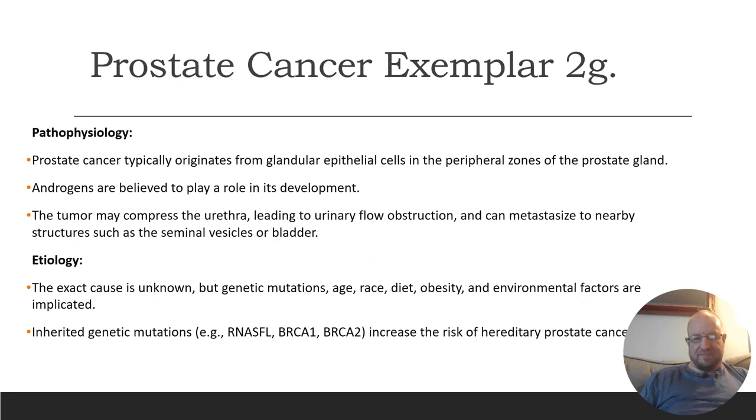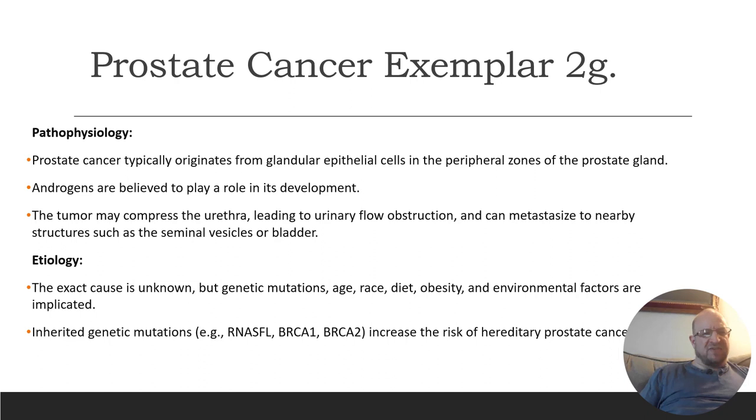Prostate cancer. This happens in males. It originates from glandular epithelial cells in the peripheral zones of the prostate gland. Androgens are believed to play a role in its development. Tumor may compress the urethra, which generally leads to urinary flow obstruction, and can metastasize to nearby structures.